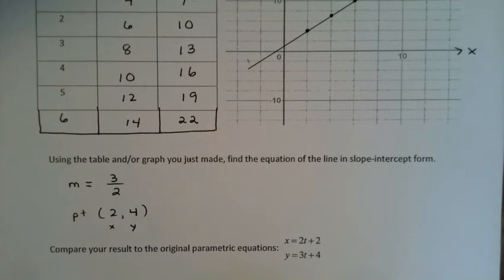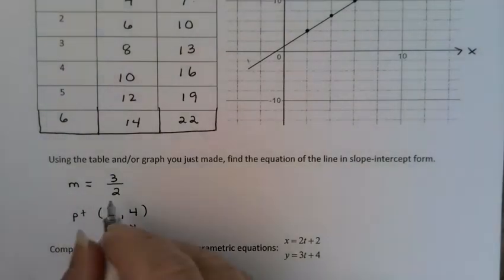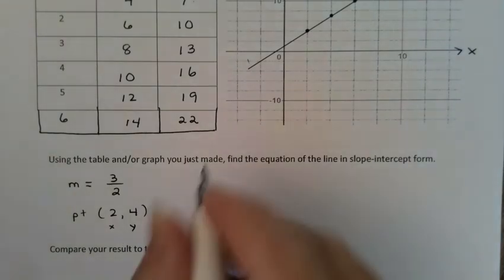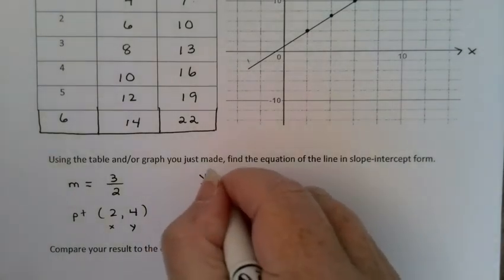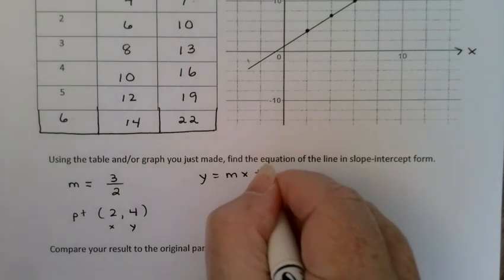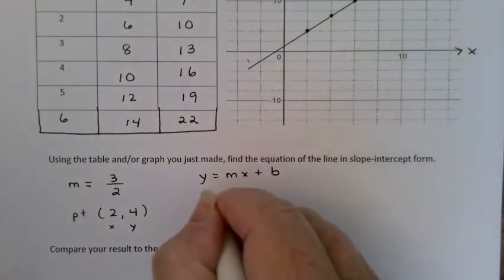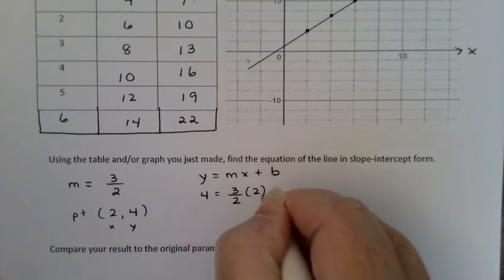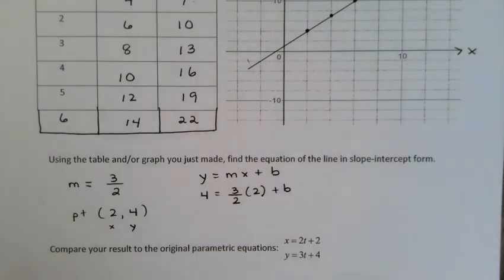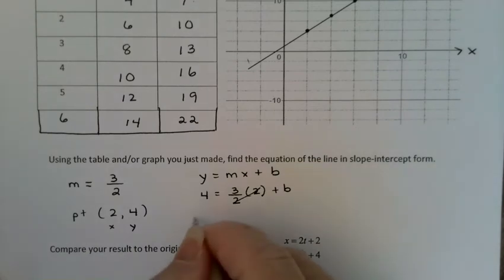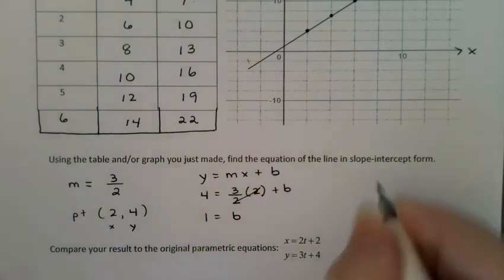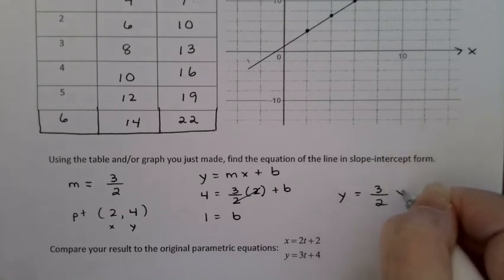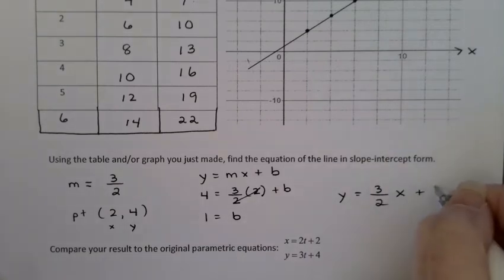So I've got my slope 3/2 and my point 2, 4. And then if I just do y equals mx plus b, I have 4 equals 3/2 times 2 plus b. So b is 1. And this line is actually y equals 3/2 x plus 1.